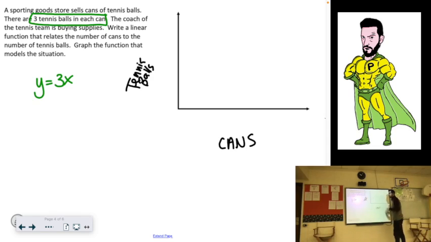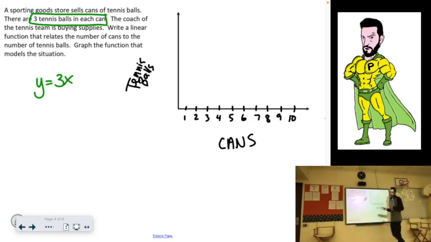So let's figure out kind of what we want as far as cans. I'd say for this one, let's just go by ones. So let's go 1, 2. Just try to keep your spacing consistent. Oh, that's not very consistent at the end there. Let me erase that one.